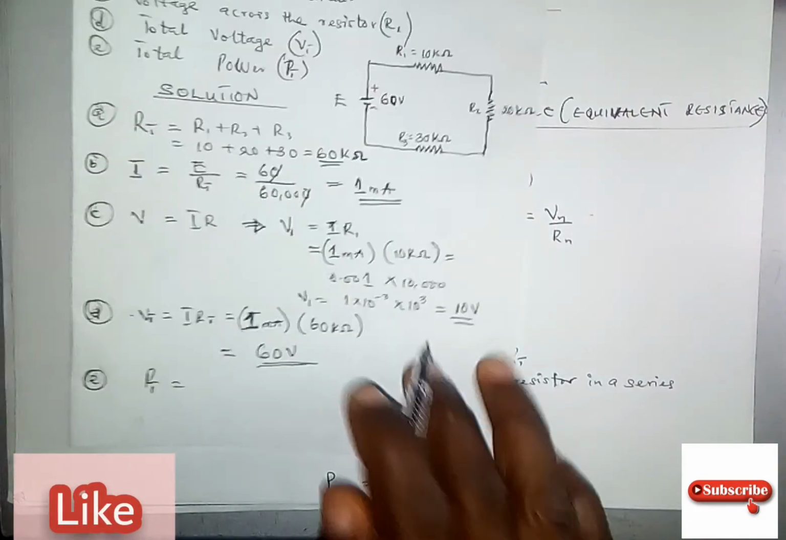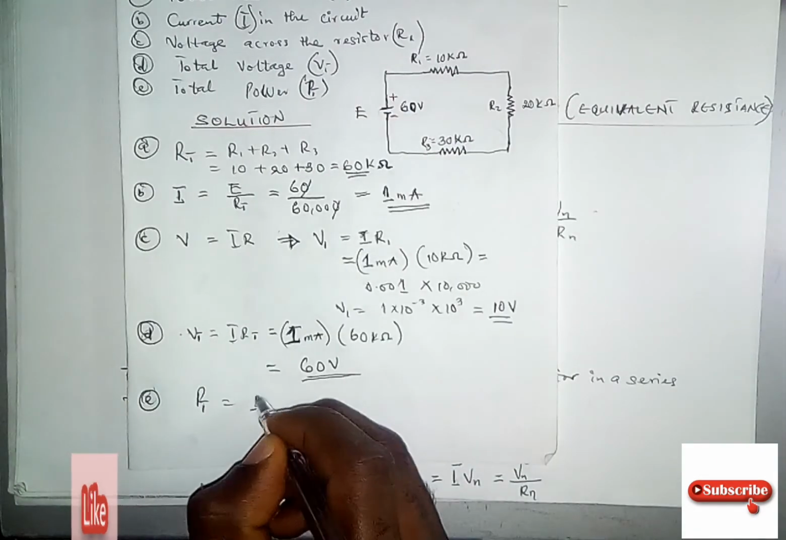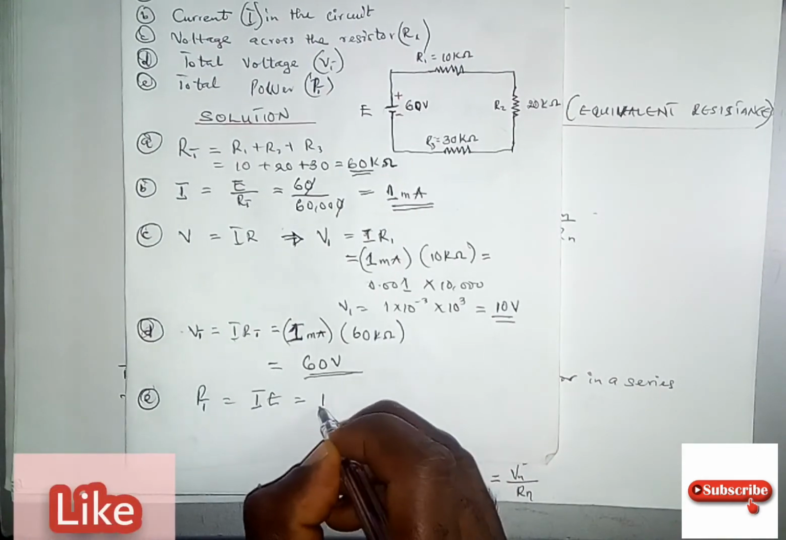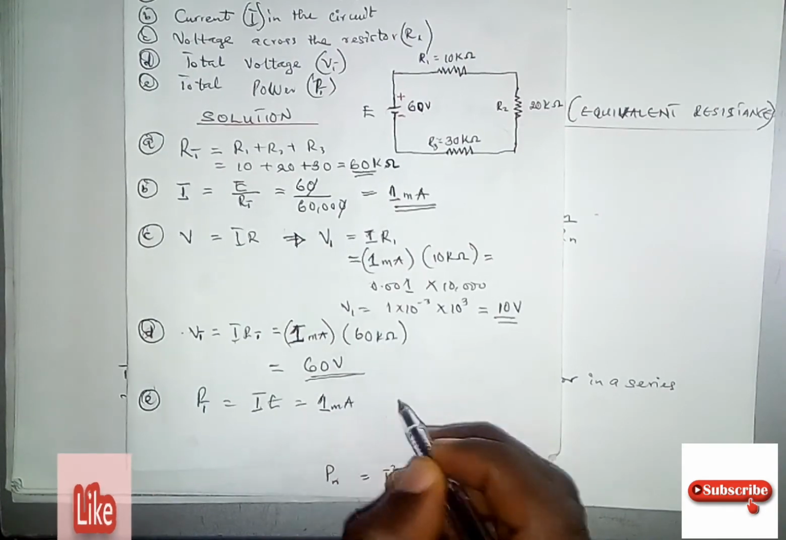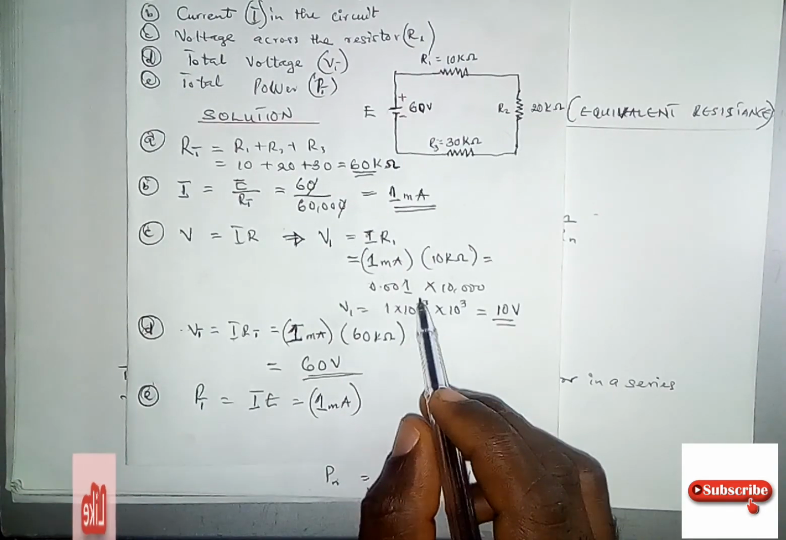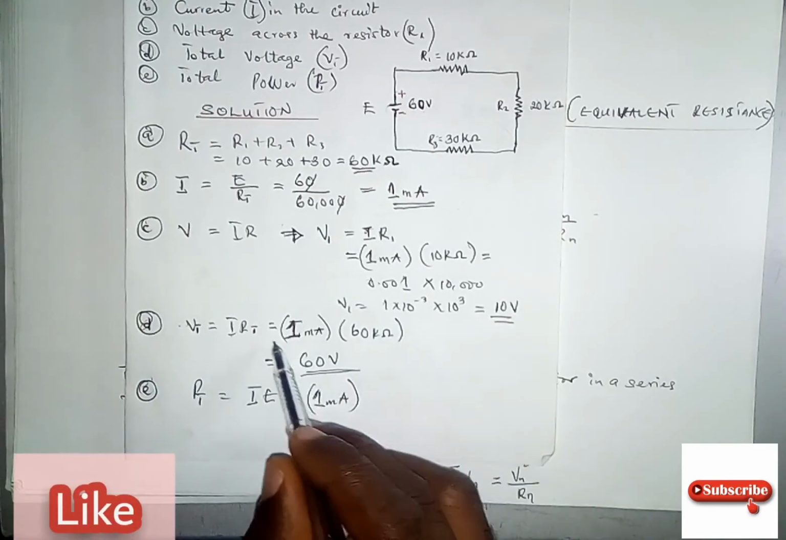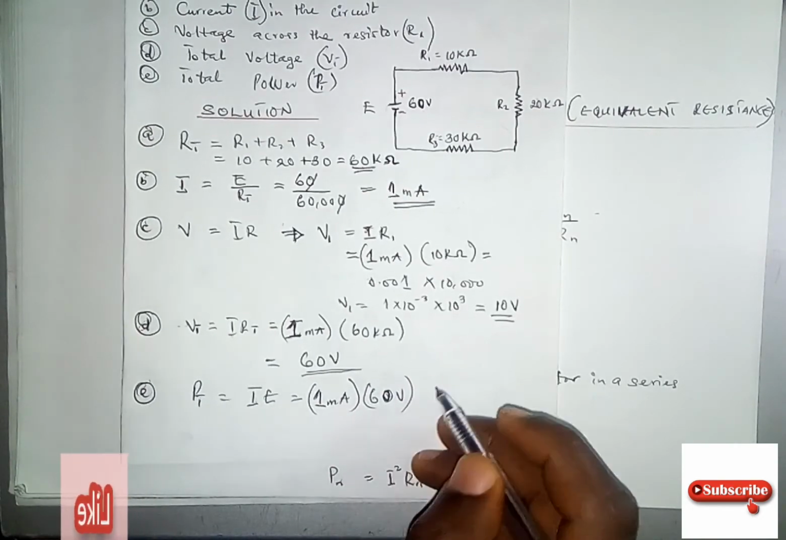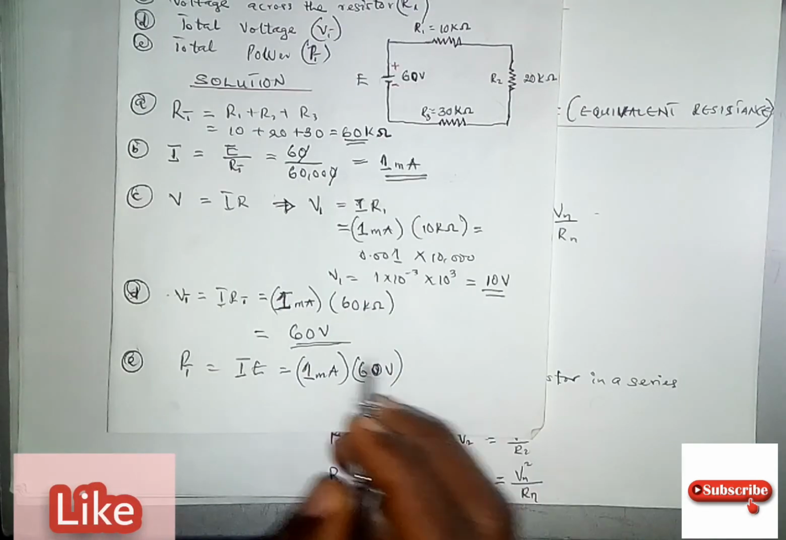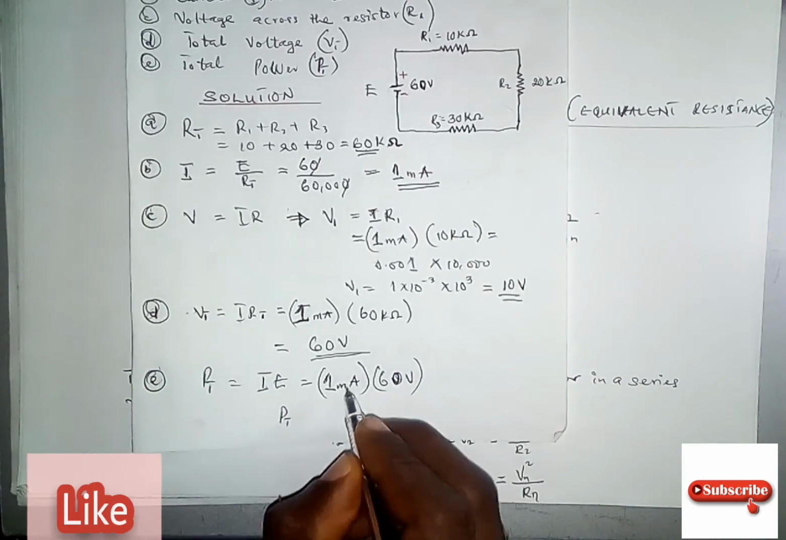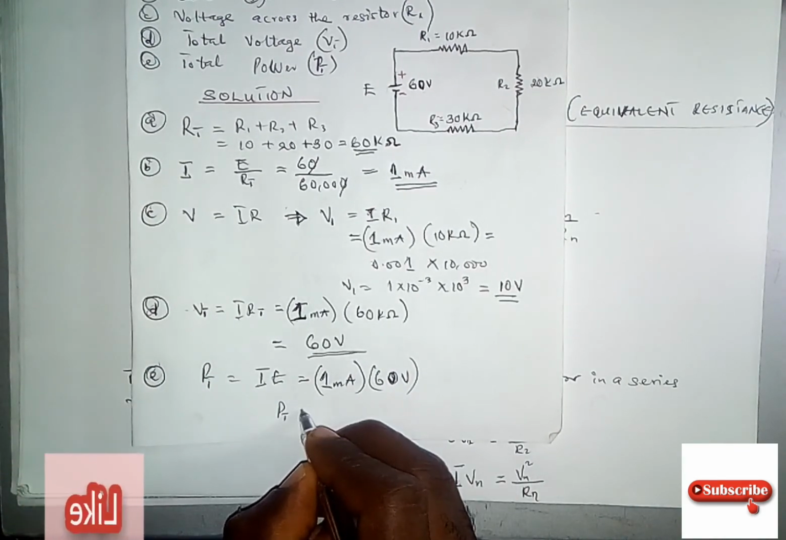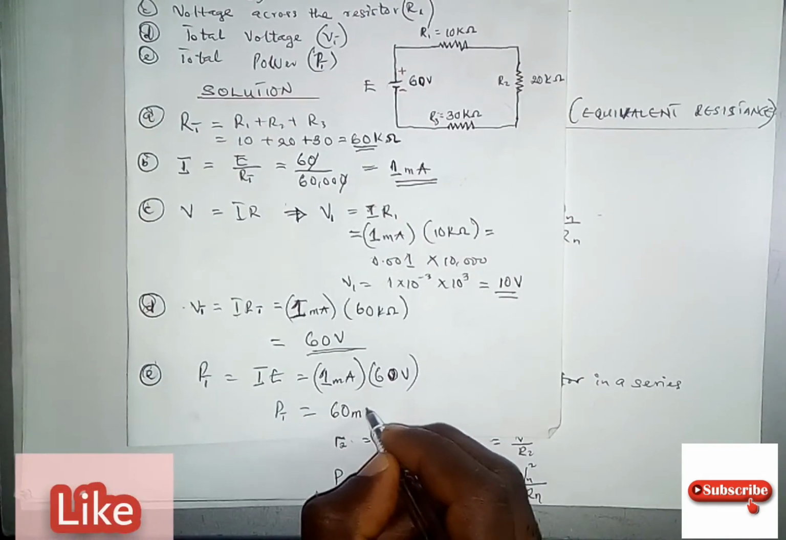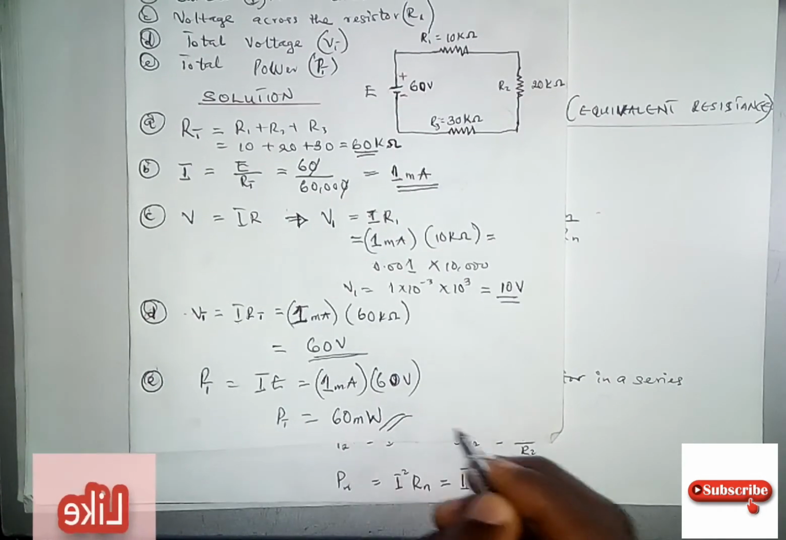So our PT is I E, which is the same thing as our I, which is 1 milliamp, multiplied by our E. Our E is the total voltage, which is 60 volts. And finally, the PT we are going to have there is 60 times 1, that is 60 milliwatts. So that is the final answer.